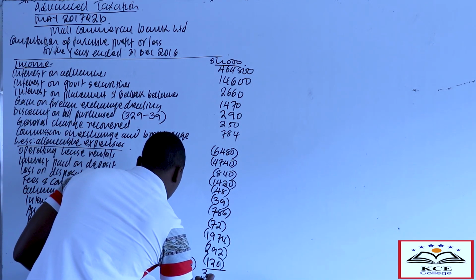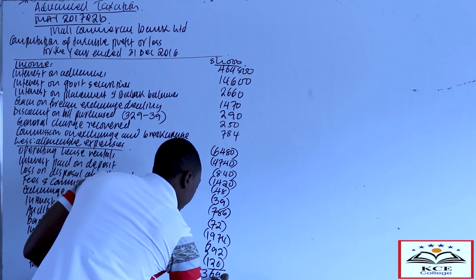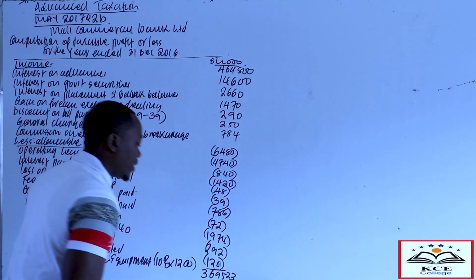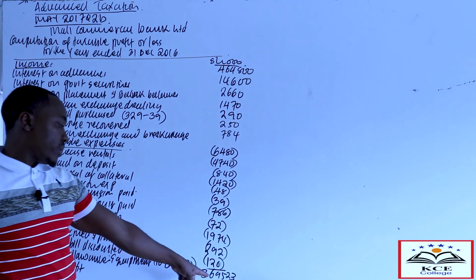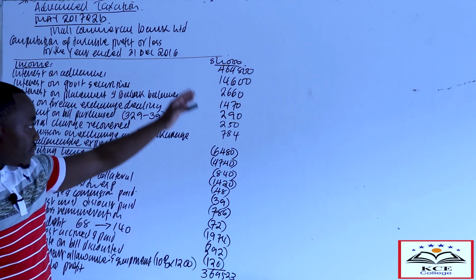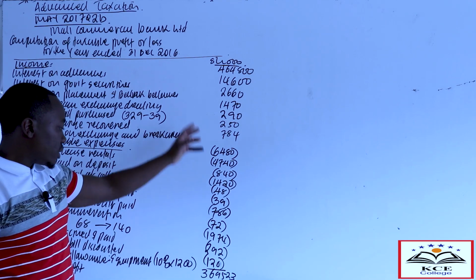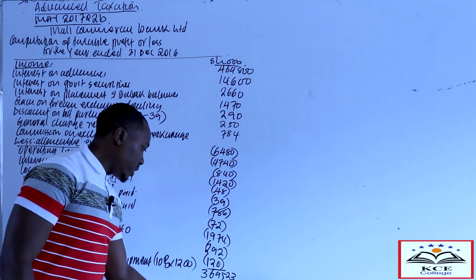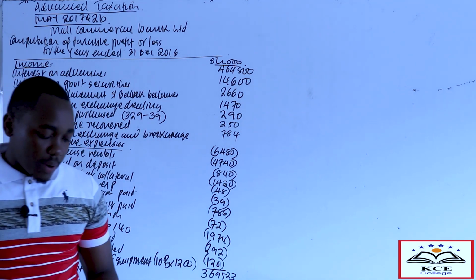You get an amount approximate to 369,523. This one is not accurate. I'm just writing this amount, so this one you should not worry. Because I have made some changes, I don't have that answer. I don't have to waste time computing that. But that's an approximate amount.